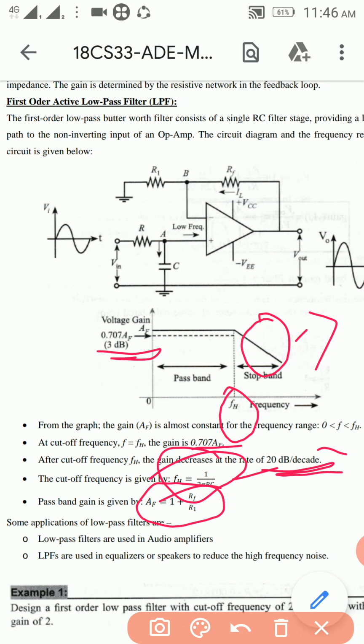Some applications of low pass filters are in audio amplifiers. Low pass filters can be used in equalizers or speakers to reduce high frequency noise.